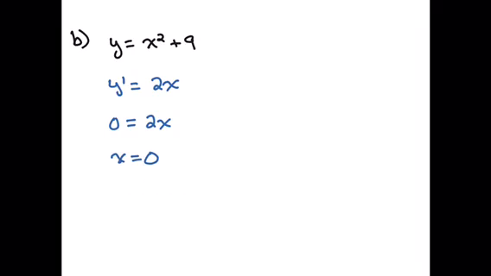Now, when the problem asks me for the points, it's not asking for just the x value. It wants the actual x comma y coordinate. So my x value is 0. I need the y value to go with it. So I plug my x value back into my original function, and when we do that, we'll get a y value of 9.